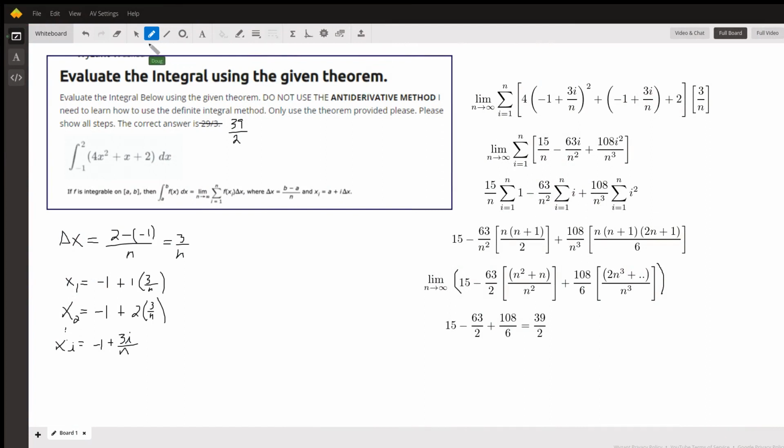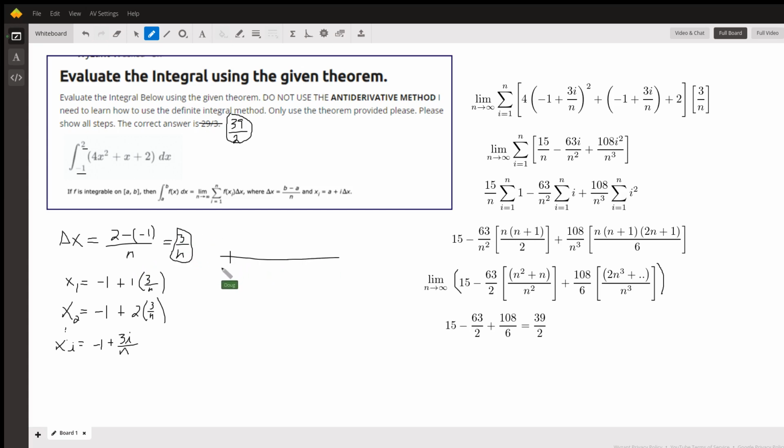Okay, here we go. The correct answer to this should be 39 halves, not 29 thirds. Just inverted some digits there. The interval goes from -1 to 2. So each equal subinterval will be the length of that interval from -1 to 2, which is 2 minus -1 over n, or 3 over n. That's delta x. Then we're going to start at -1.